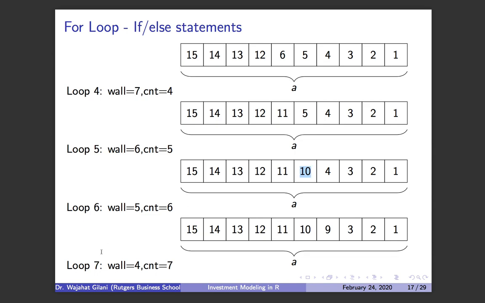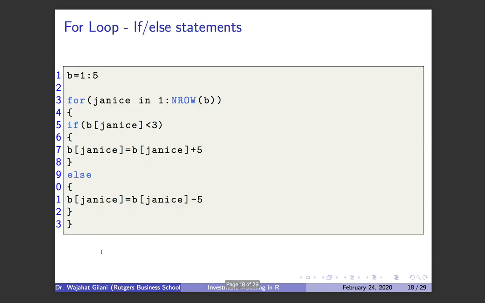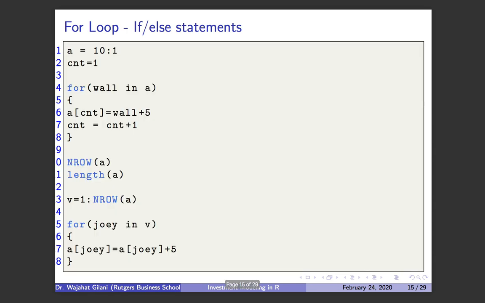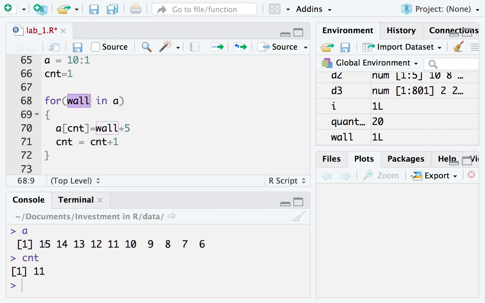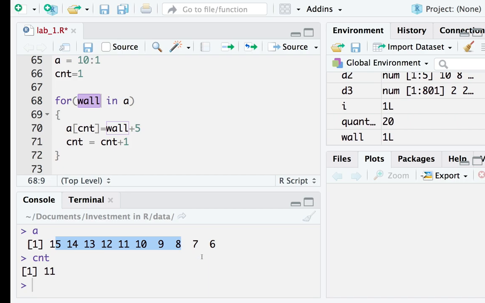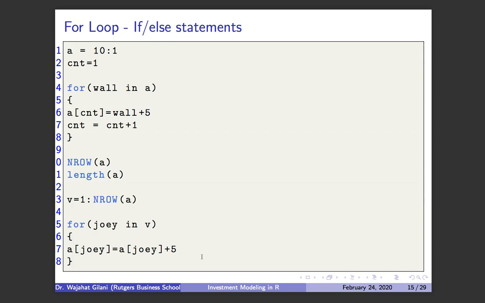I go up to loop 7. I show you how it's changing, right? But this will go all the way up to 10 loops, and it'll change the values so that A finally gets transformed to this. So basically what do we end up doing? We ended up adding 5 to all the original values of A. All right, so that is basically a for loop.